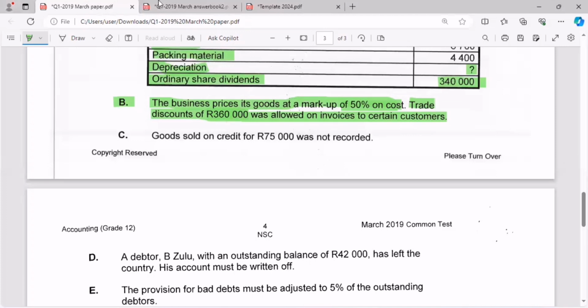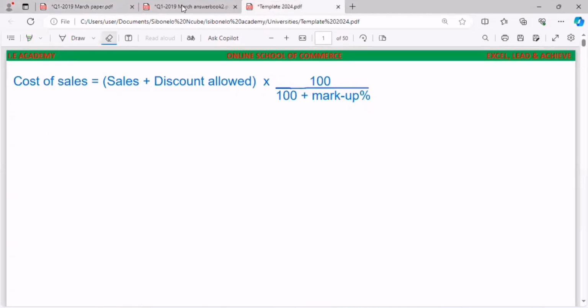I told you that I will show you the formula. So now let me show this formula, and after this we're gonna move on to the next part of the additional information. This is the formula that we use to calculate the cost of sales if we are given the markup percentage. We take the adjusted sales figure. If in the question you are given discount allowed, you add that discount and then you multiply by 100 over 100 plus markup. We know our markup percentage is 50%, so our denominator here will be 150. Guys, it's not always the case that you will be given the discount.